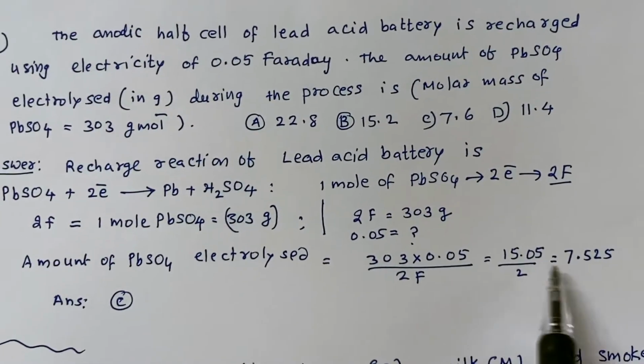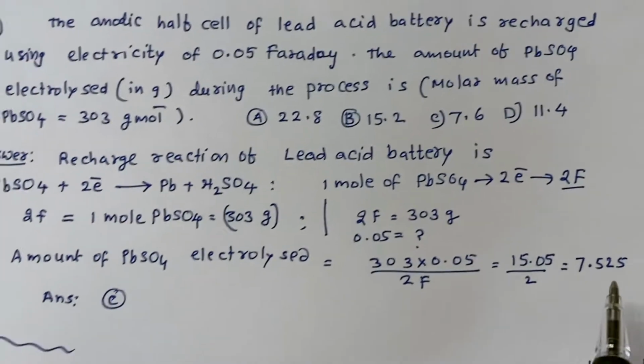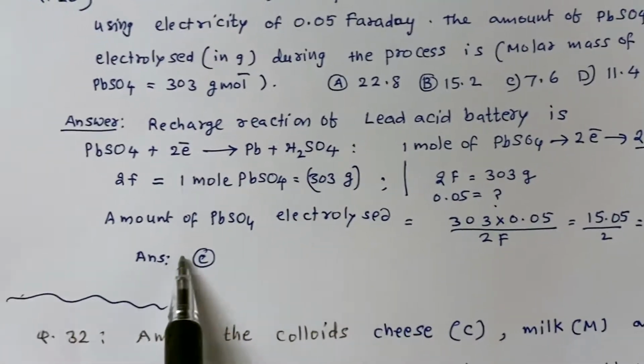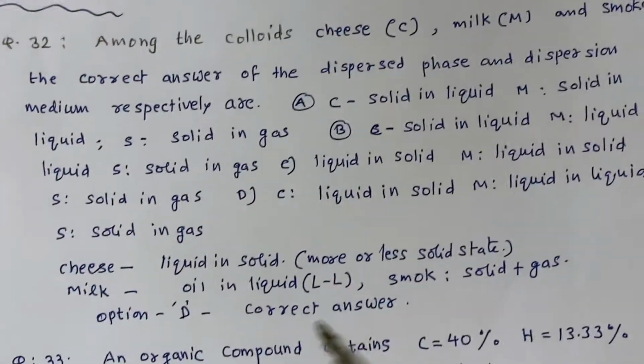15.15 by 2 is coming 7.575 grams. So answer is C. So next question is from the colloids.